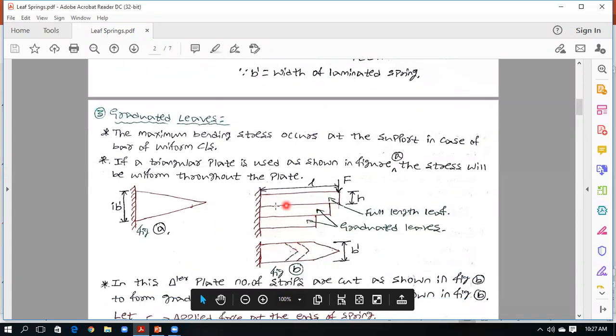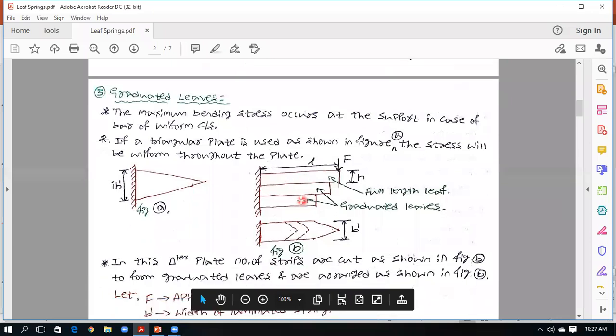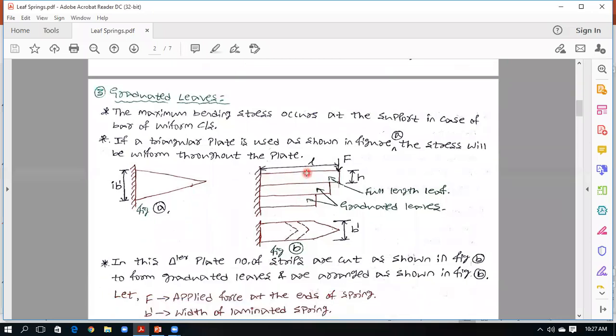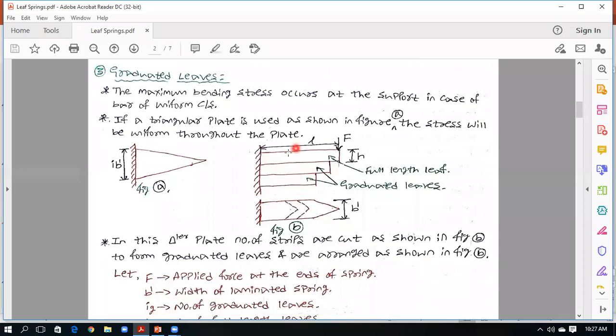The entire structure is called a spring. The top one is called the full length leaf, or the main spring. Whatever the top plate or leaf is, it is called the full length leaf, and below these are called graduated leaves. Here you can see that the triangular shape is called the graduated leaves.